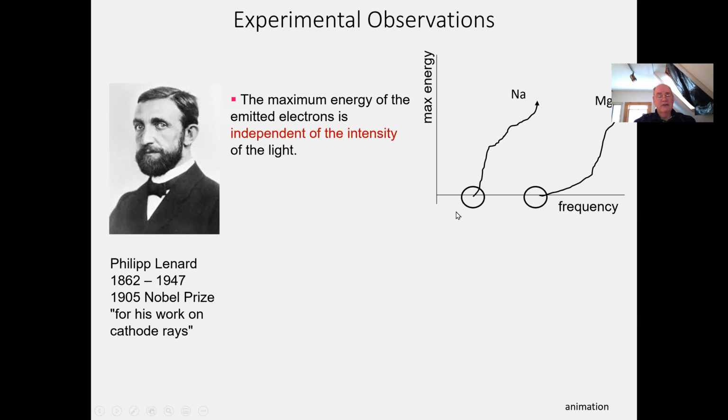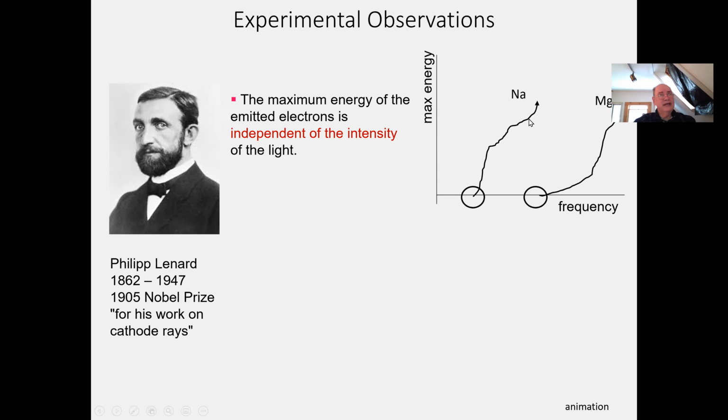He found that for different kinds of metals, here's sodium metal, here's magnesium, as you pick up the frequency higher and higher, let's focus on the sodium, at lower frequencies you got nothing. Finally, at some frequency, which we're going to call the threshold frequency, you would get a very tiny current. Finally, some electrons would be released. And as you increase the frequency, the current would increase, and the current is a proxy for that maximum energy, the maximum energy of the electrons being released.